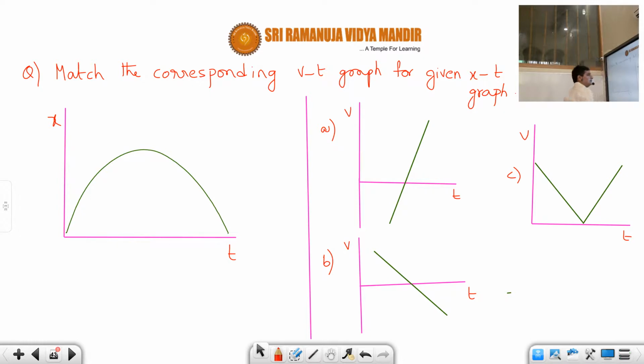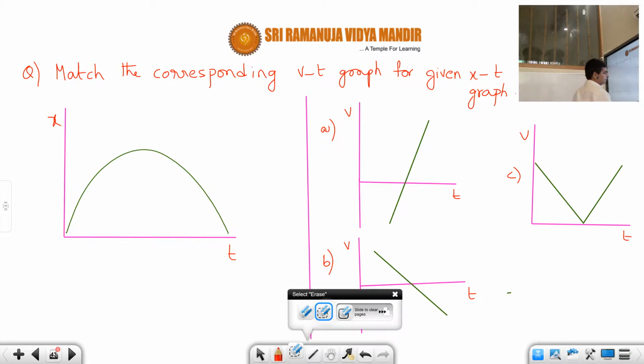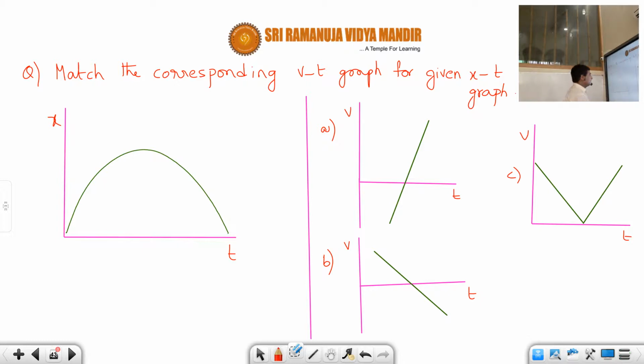Anyway, now let us see for the given xt graph what is the exact VT graph. That is what we have to find out. Okay, students, very easy. Why? Because you just have to calculate the slope of this xt graph and then you have to see. So now let us take some points, students. Let us say this is point A, this is point B, this is point C, then D, then E, of course F.